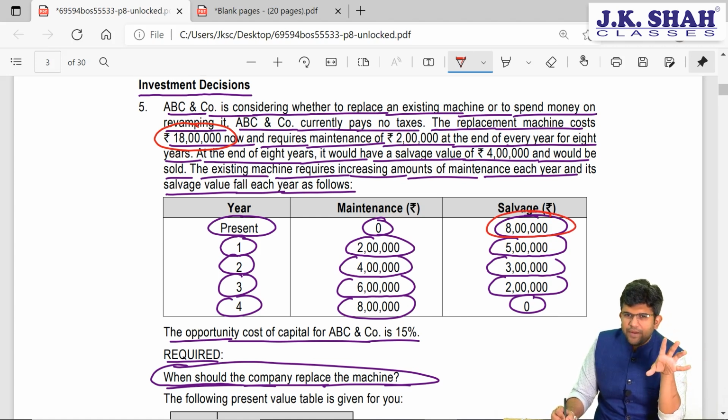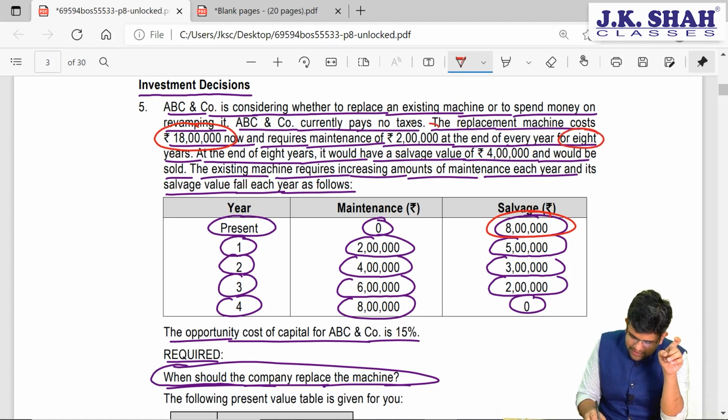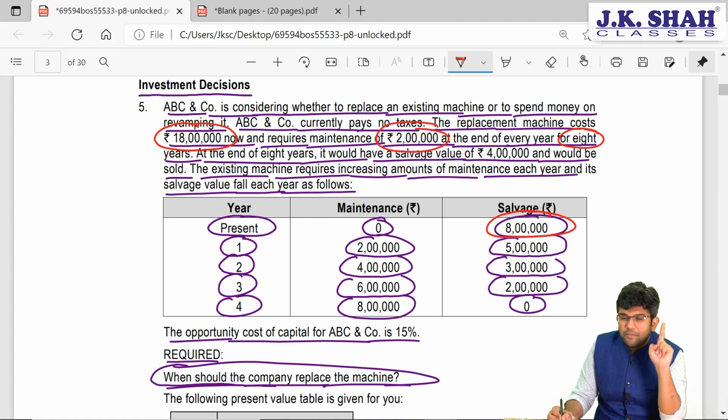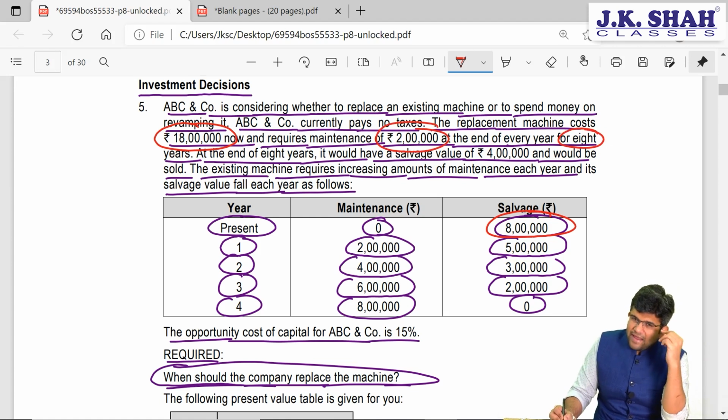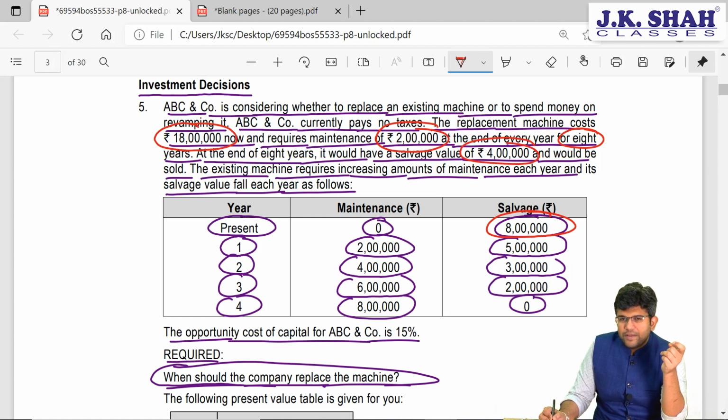18 lakhs I have to spend today. And the existing machine, I need not be maintaining it further because today only I am selling it off. So straight away I'll get salvage of 8 lakh today only. Then children, the new machine starts for 8 years. For 8 years we will have to incur 2 lakh rupees per annum as the maintenance cost for the new machine, and at the end of the 8th year we will get a salvage back of rupees 4 lakh.